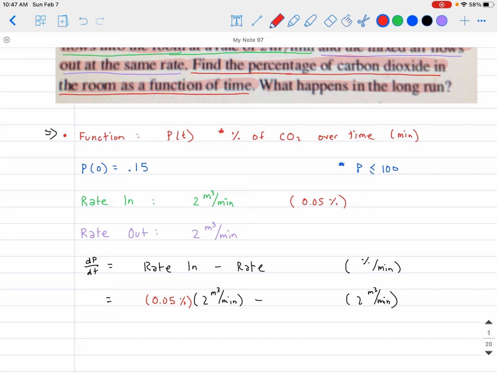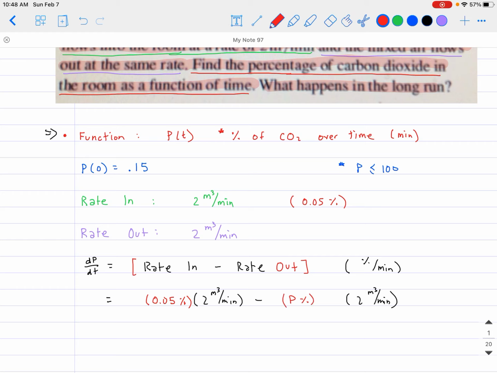because the rate in minus the rate out is going to be in terms of percentage times cubic meters divided by minutes. And then on the right hand side, I need to write the rate going out over here. The rate going out has to do with the amount of carbon dioxide that's already in the room. So that means there has to be a P in that equation. Remember, when you're going outflow, you take some of the carbon dioxide that's with you, and how much of it is the amount that's actually in the room, and that's why that P is going to be there, and that is going to be in percentage.